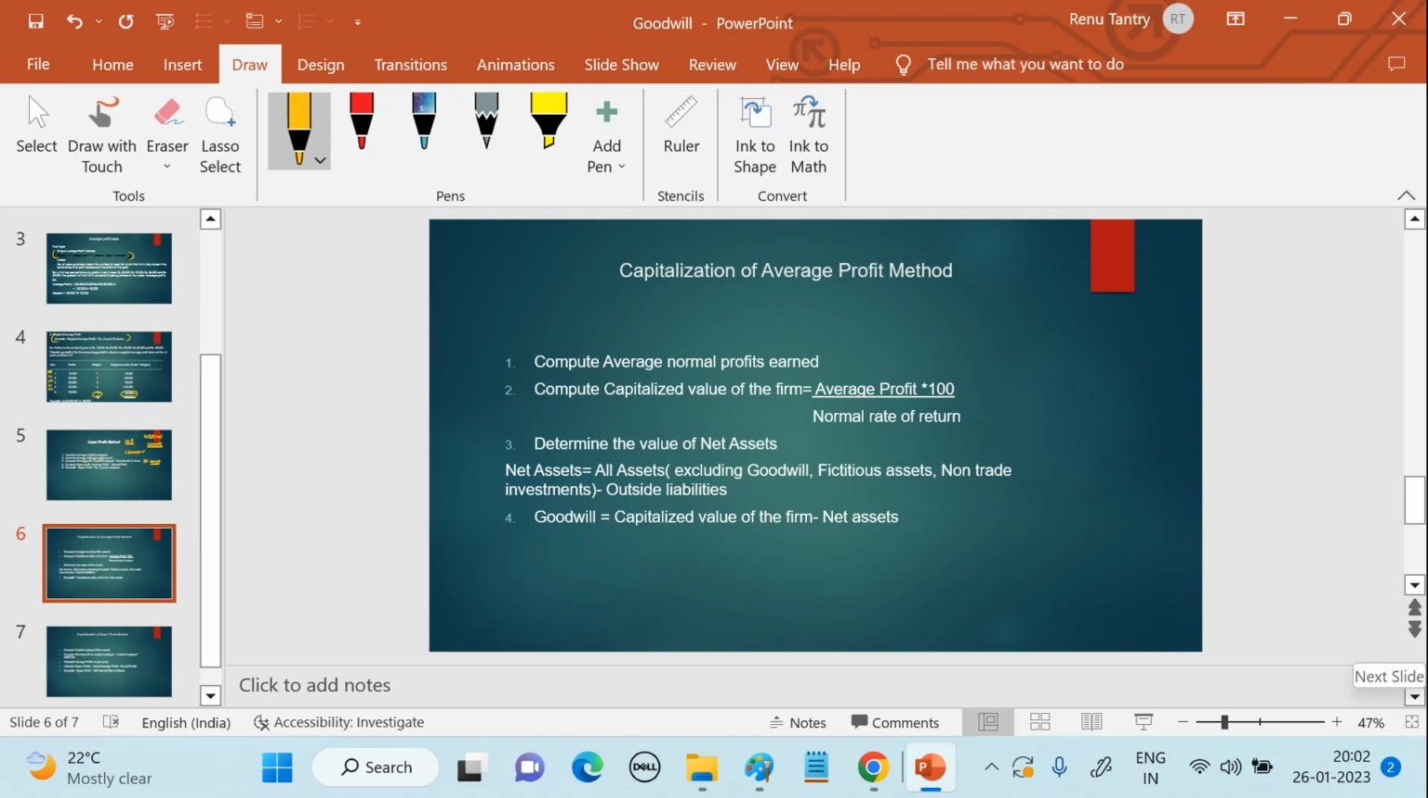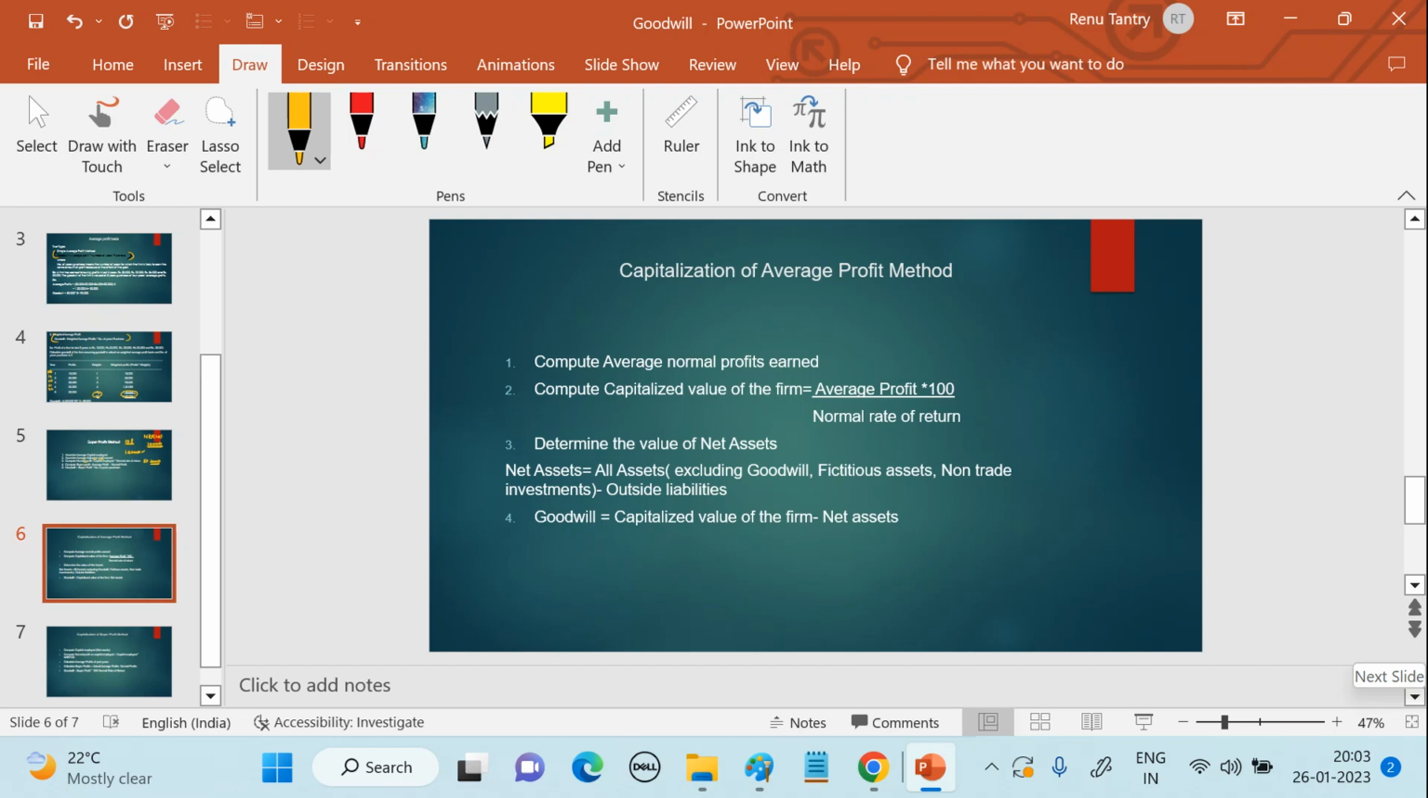How do you calculate that? We take the average profit divided by the normal rate of return into 100. So at that normal rate of return, if this profit is being earned, then we come to know how much capital should have been employed. But the next step, we are going to find out the value of net asset. Means this is the actual net asset, the capital which has been employed in the business to earn this profit. That is, you take all the assets, but remember, you're going to exclude some like the goodwill, fictitious asset, non-trade investment, and then subtract the outside liabilities, you get the net asset or the capital employed. So this is your actual capital employed.